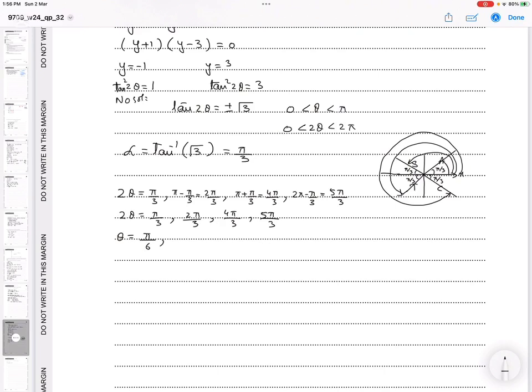Two theta is equal to 2 pi by 3. So my theta would be pi by 3. 2 theta is equal to 4 pi by 3. My theta would be equal to 2 pi by 3. 2 theta is equal to 5 pi by 3. My theta would be equal to 5 pi by 6. So these are my thetas and final answer.